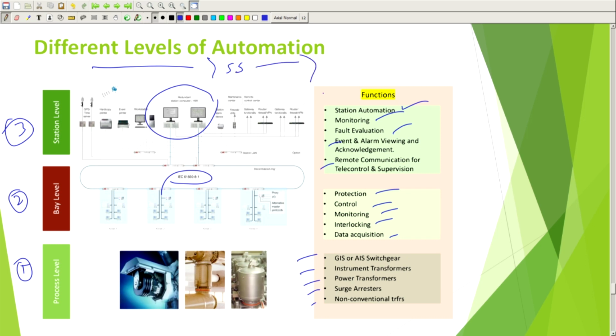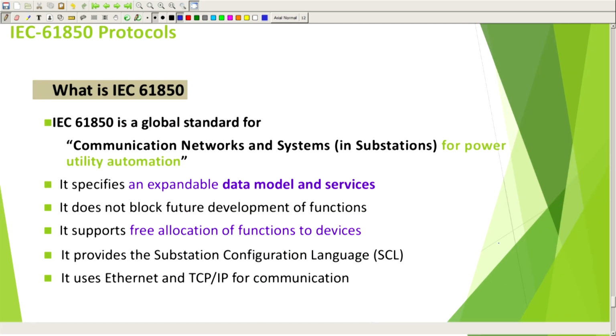So, this is one substation's automation features. I will now discuss a little bit about the IEC 61850 protocol. What is IEC 61850? It is a global standard for communication networks and systems for power utility automation. It specifies an expandable data model and services. It does not block future development of functions, and supports free allocation of functions to devices. It provides a substation configuration language, SCL, and it uses Ethernet and TCP/IP for communication.